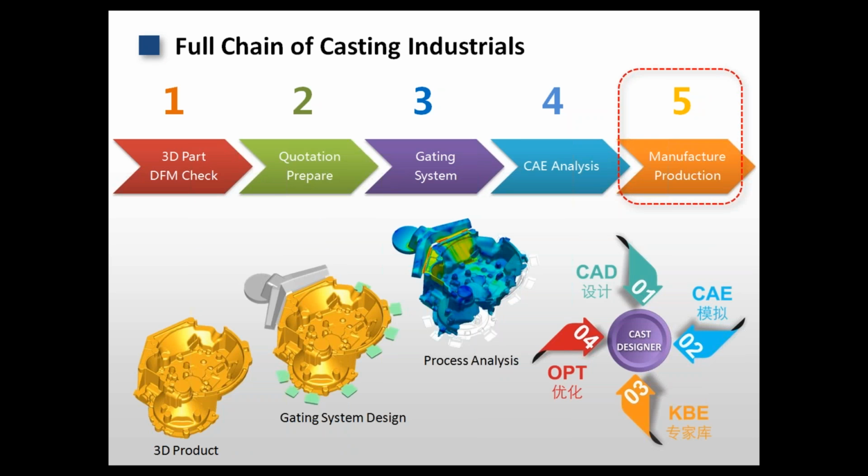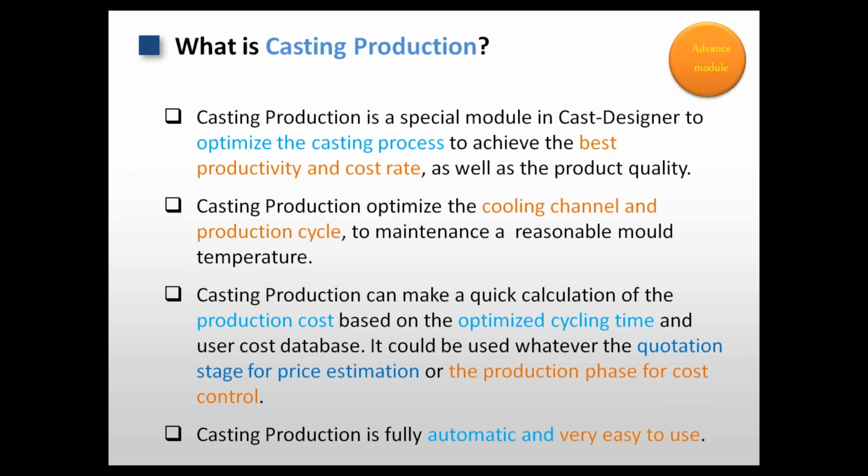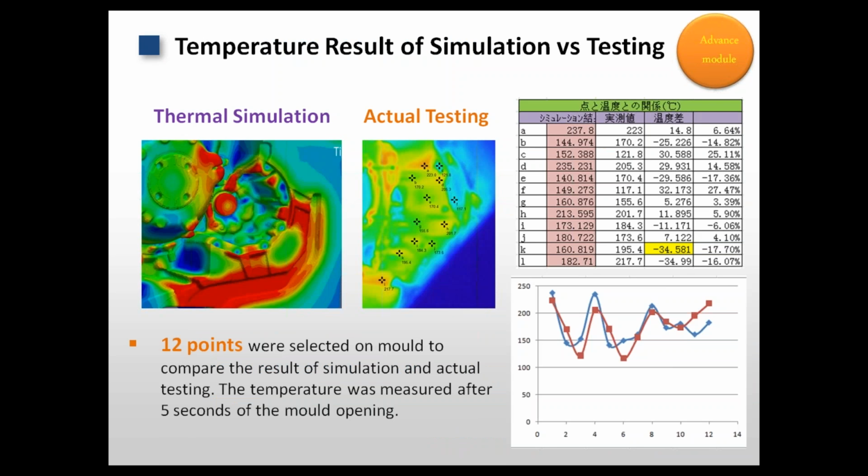Okay, so now we just have the final module to introduce. This is the production module. What is the casting production module? This is a module that helps us optimize the cooling channel and the production cycle time, and get a reasonable mold temperature and reasonable cycle time. Let's take a look at the real case.